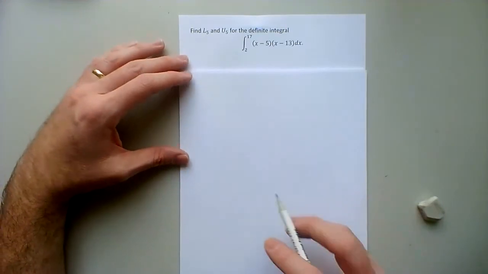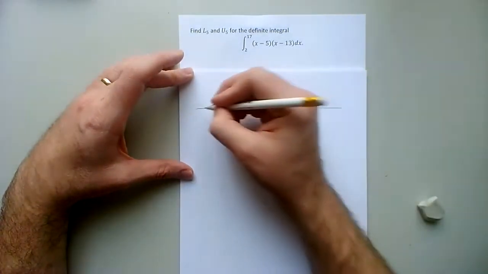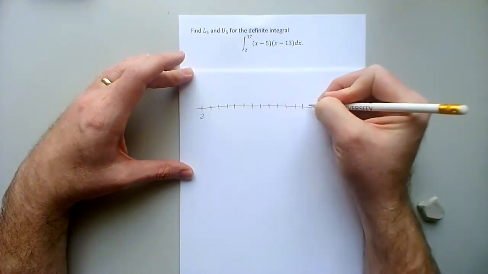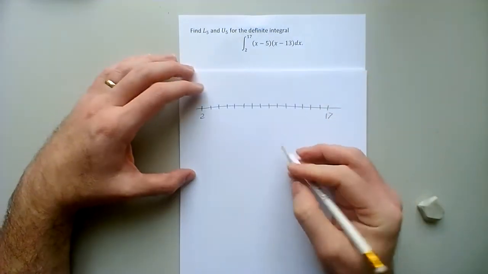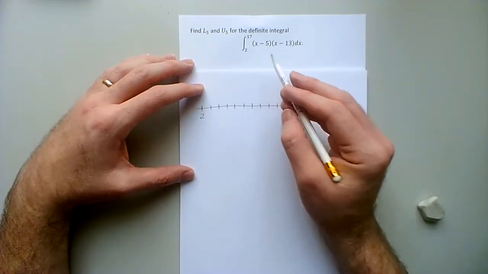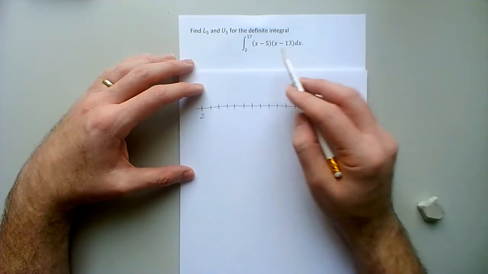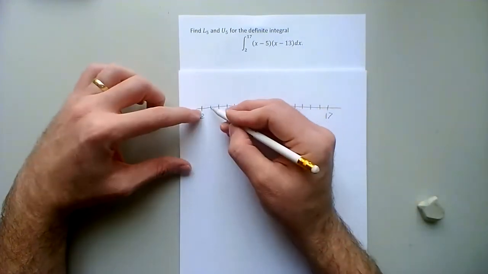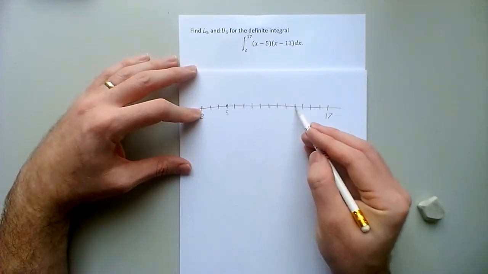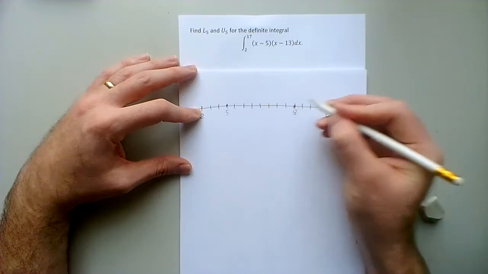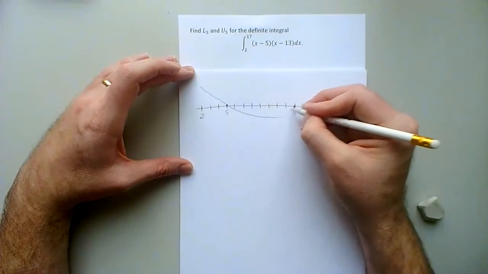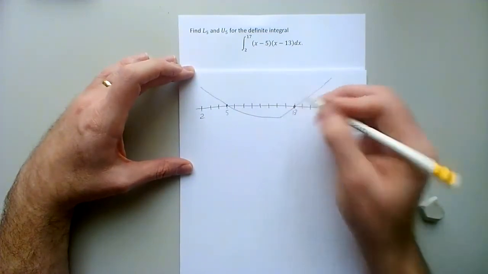Okay, so first I'll give it a sketch because then I'll know what it looks like. 2, 3, 4, 5, 6, 7, 8, 9, 10, 11, 12, 13, 14, 15, 16, 17. Now this thing is a quadratic. If I expand it out, I have a plus x squared, so it's going to be going upwards like this. It crosses at 5 and 13. And so it goes something like this, like that.